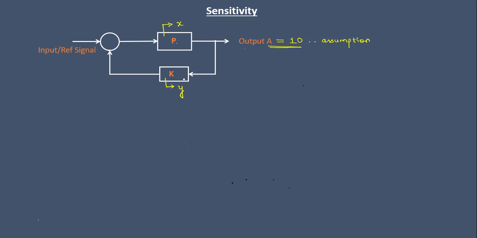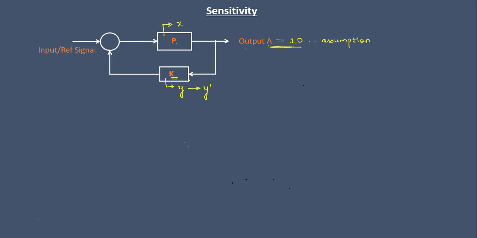There can be a situation where, due to variations in internal parameters, you can say due to a temperature change, the value of this feedback element block, which is K, gets changed. So I can say due to the internal effect on the feedback element, the value of K, which was Y, is now changed to Y dash.